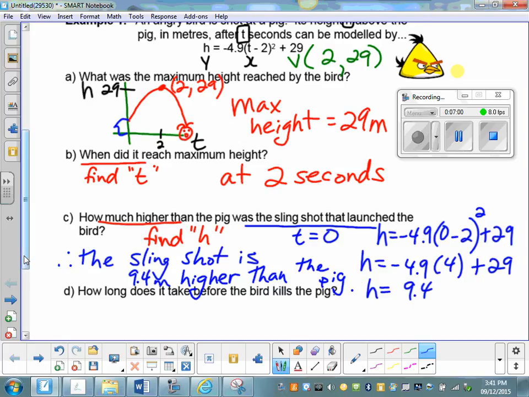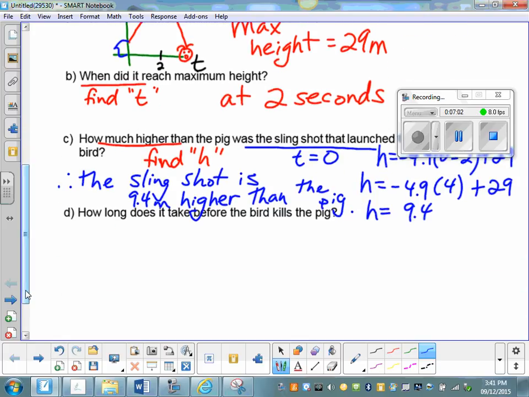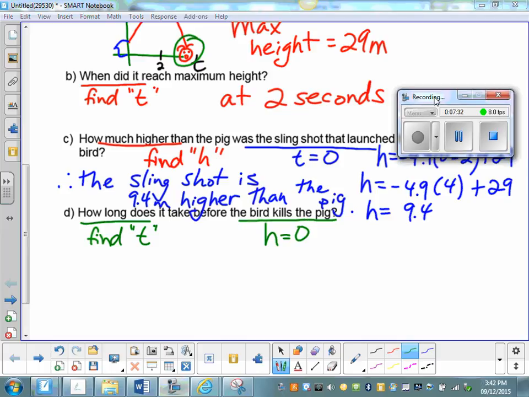Okay, so that's our answer for that one. The next one here, how long? So now I'm trying to find what t is equal to before the bird kills the pig. So we're trying to find the time. Do we know the height of the bird when it kills the pig? Well, if the bird is killing the pig, then it's hitting the ground, so that means its height is 0. So now I'm going to substitute 0 in for h and solve for t.